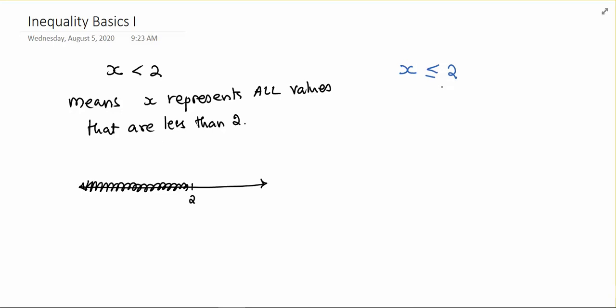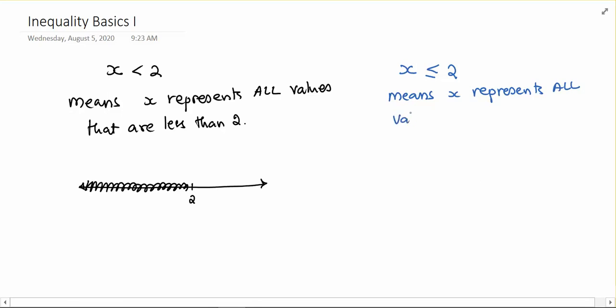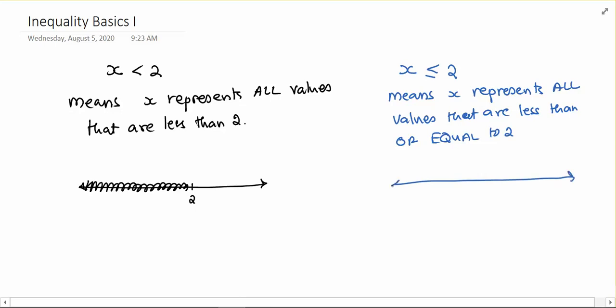That little line, what does that mean? This means x represents all values that are less than or equal to 2. So again, x is everything that is less than or equal to 2.